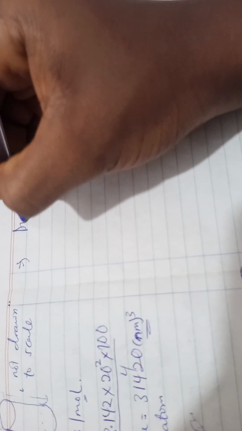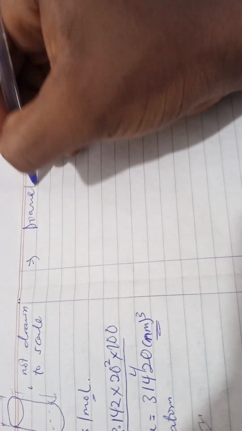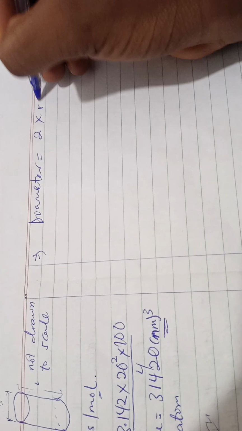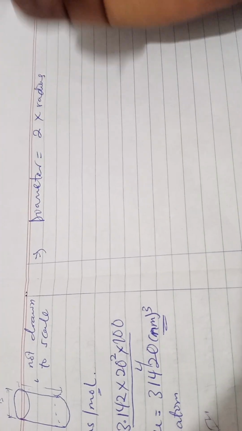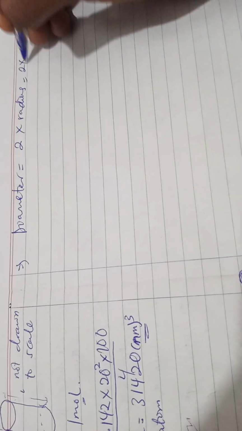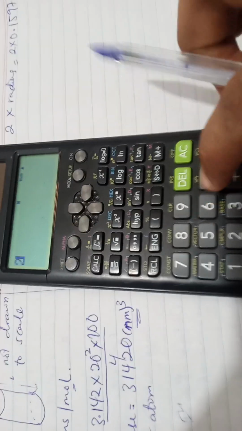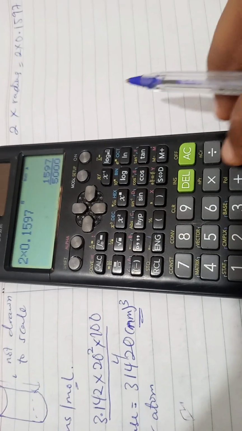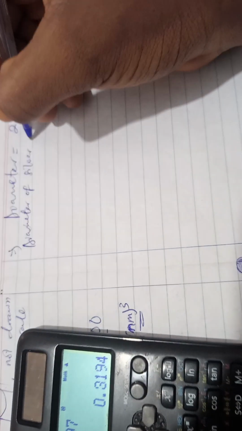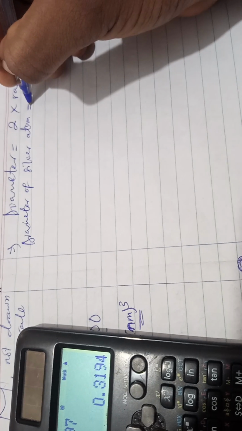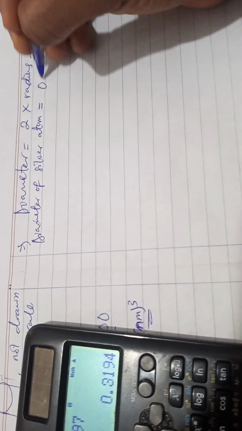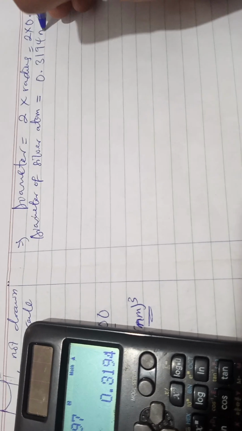We know that diameter is equal to 2 times the radius, right? So if we know the radius, we can easily find the diameter. So that will be 2 times 0.1597 nanometers. So 2 times 0.1597, and then we have the diameter of one silver atom to be 0.3194 nanometers. Alright.